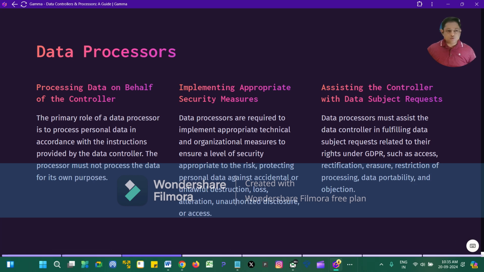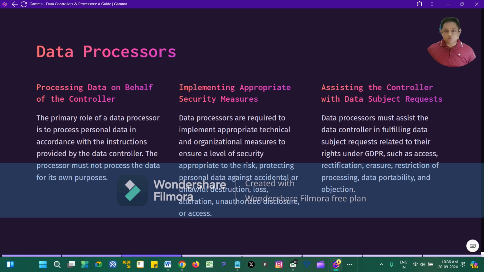Data processors: processing data on behalf of the controller. The primary role of a data processor is to process personal data in accordance with the instructions provided by the data controller. The processor must not process the data for its own purposes. Implementing appropriate security measures. Data processors are required to implement appropriate technical and organizational measures to ensure a level of security appropriate to the risk, protecting personal data against accidental or unlawful destruction, loss, alteration, unauthorized disclosure, or access.